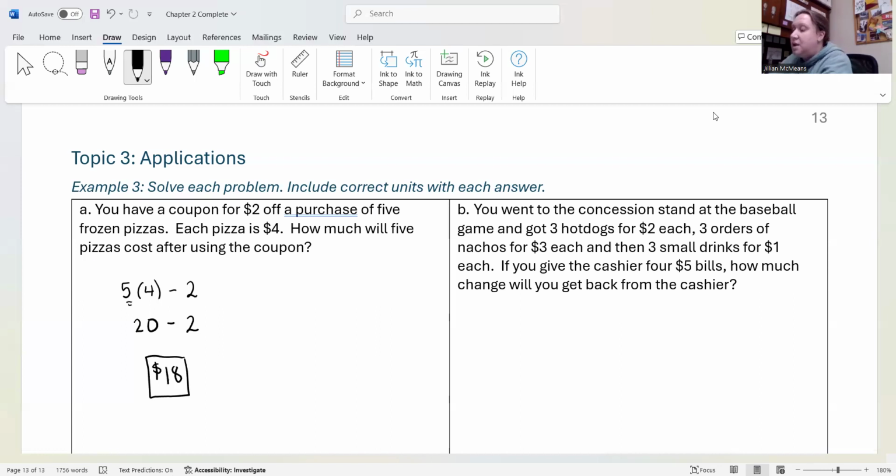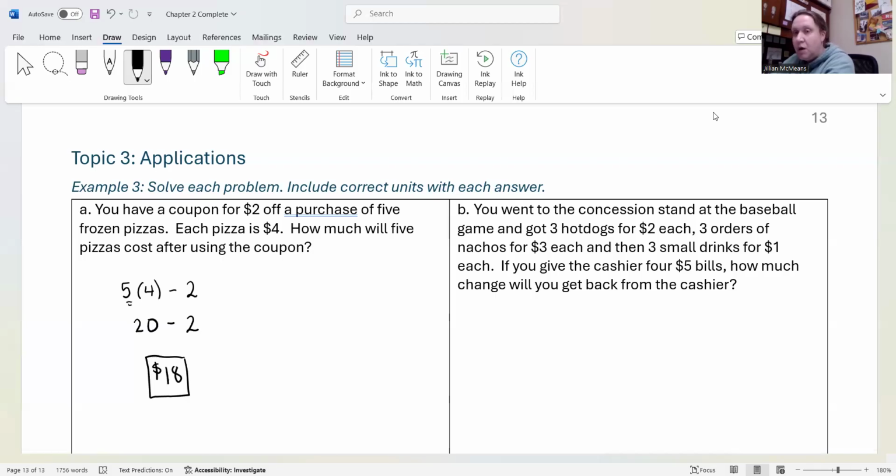It says you went to the concession stand at the baseball game and got 3 hot dogs for $2 each, 3 orders of nachos for $3 each, 3 small drinks for $1 each. If you gave the cashier 4 $5 bills, how much change will you get back from the cashier?